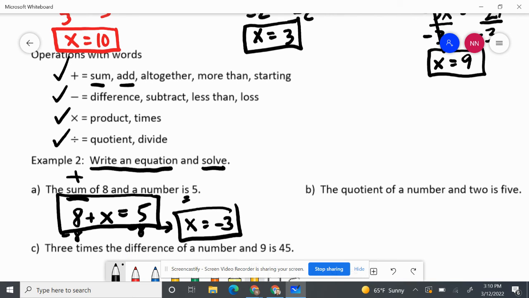For the next one, it says the quotient of a number. Quotient means divide. The order actually matters. So a number, I'll just use an n in this case, but an x is fine, divided by 2 is, remember, it means equals 5. The opposite of dividing is multiplying. So I multiply each side by 2. The 2s cancel. I isolate my variable, and I get 10.